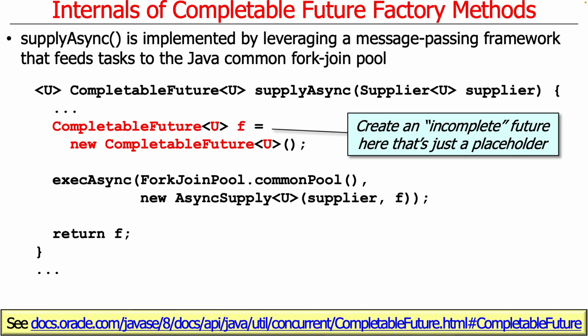Internally, supply async creates a new completable future that's incomplete. So I should have the donut here without the donut hole, showing that it's an incomplete placeholder. So we make an incomplete completable future.